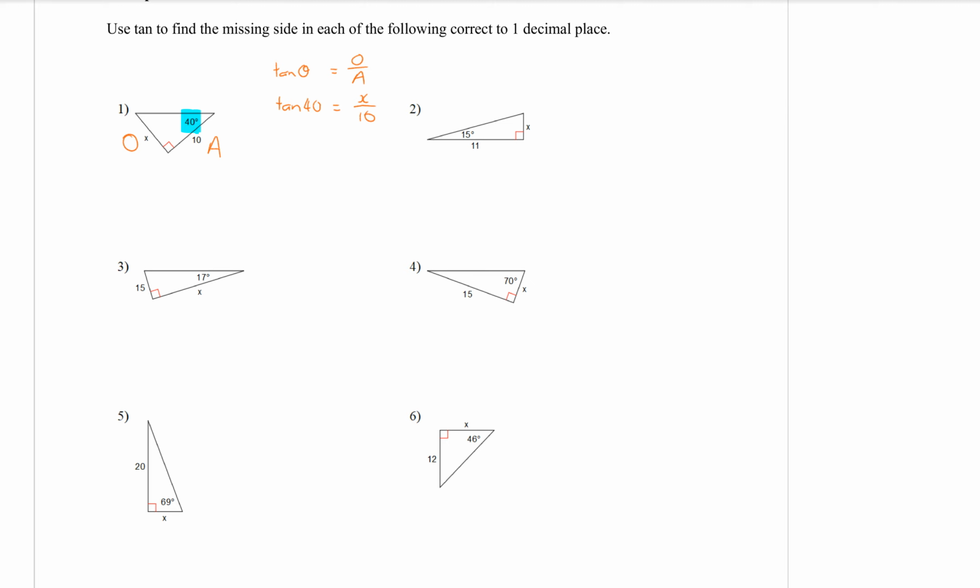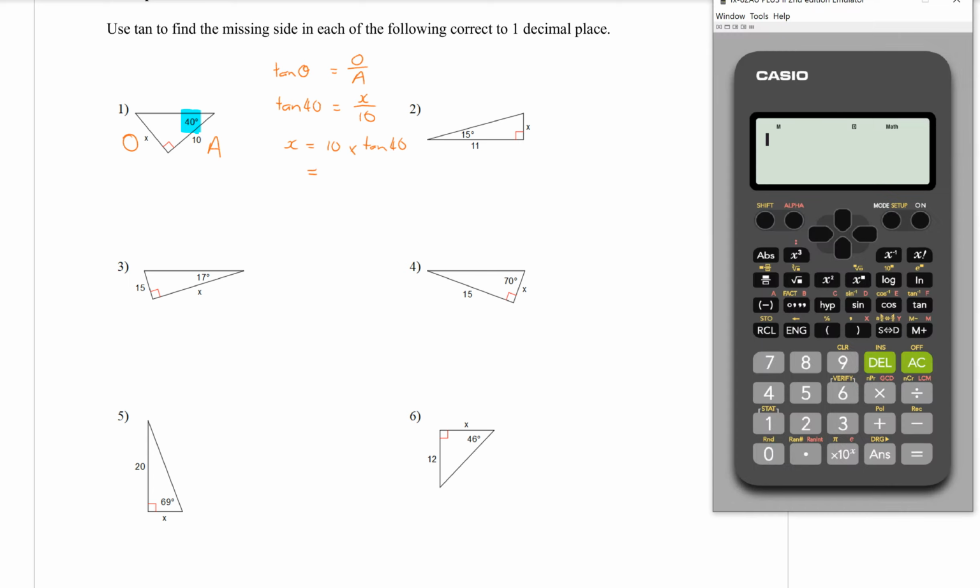So x on the top, just like the other ones, if the x is on the top, you times the 10 to the tan 40. X equals 10 times by tan of 40. And then we use our calculator to find out what that is. So to one decimal place, as always, 8.4.